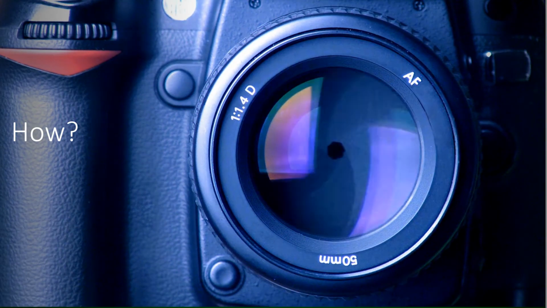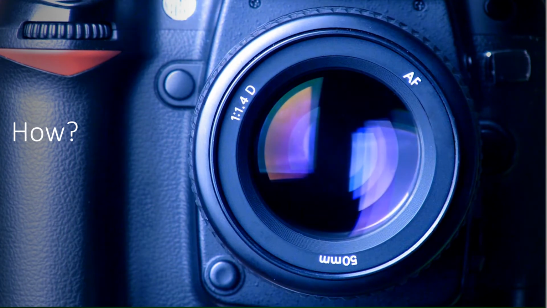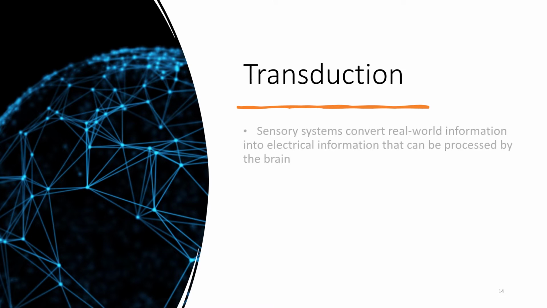So how does something go from a physical process to a psychological process? This happens through transduction. This is how it works. Sensory systems convert real-world information into electrical information that can then be processed by the brain. Our sensory systems have sensory receptors, which are specialized neurons that respond to specific types of stimuli. When sensory information is detected by a sensory receptor, sensation has occurred.